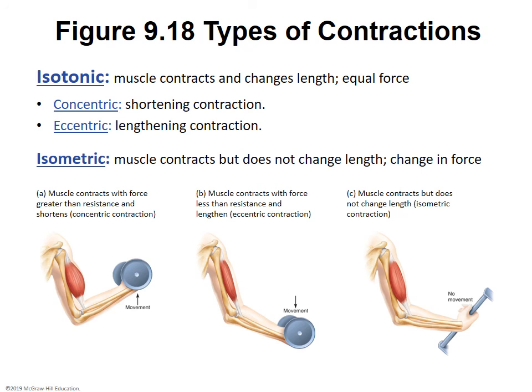Now, going back to isotonic, the one that changes length, has two subcategories. Concentric's the one we think of. It's when the muscle contracts and shortens. If I'm working out, that's what I'm doing. But there's also eccentric, when it lengthens.